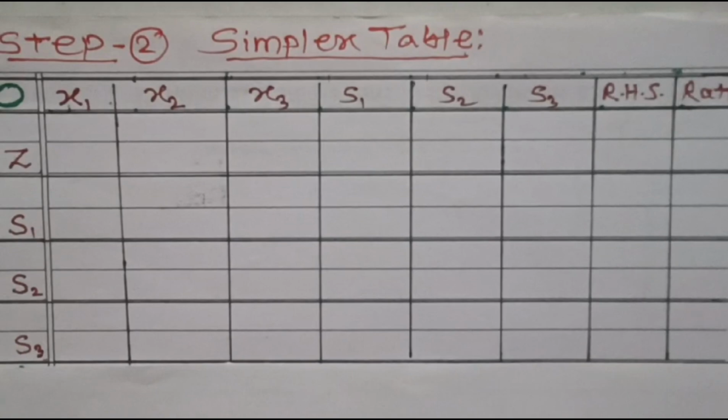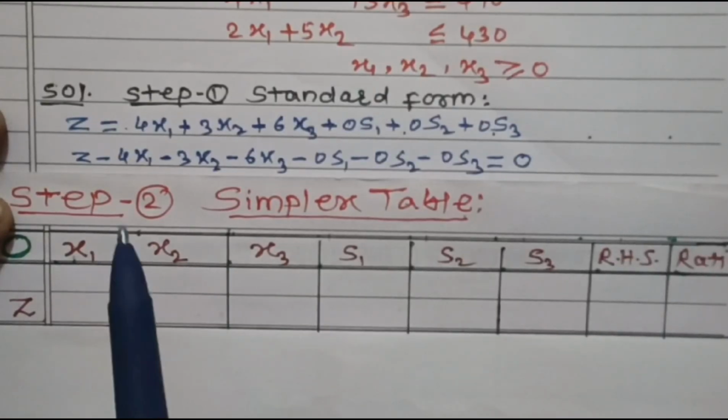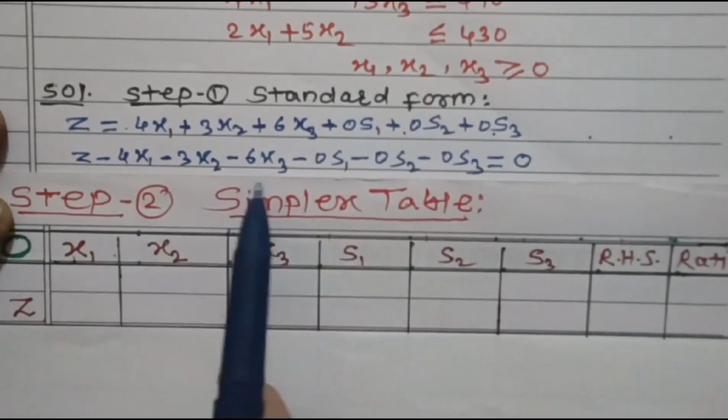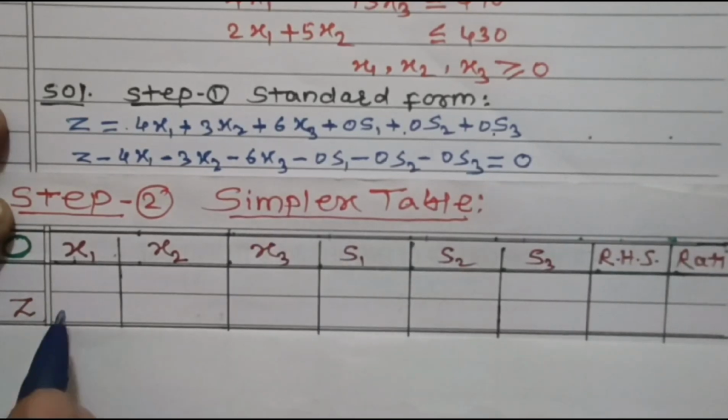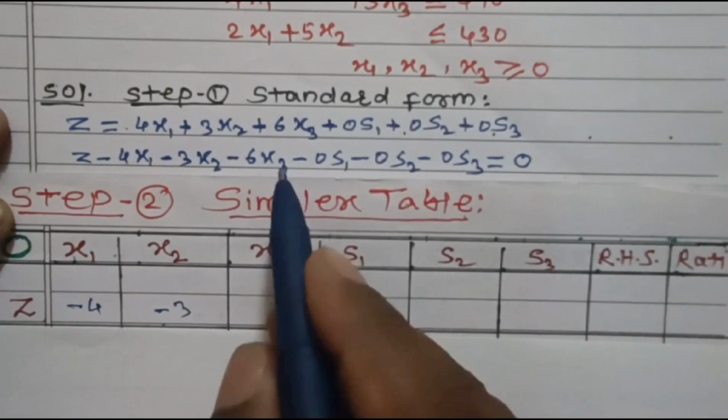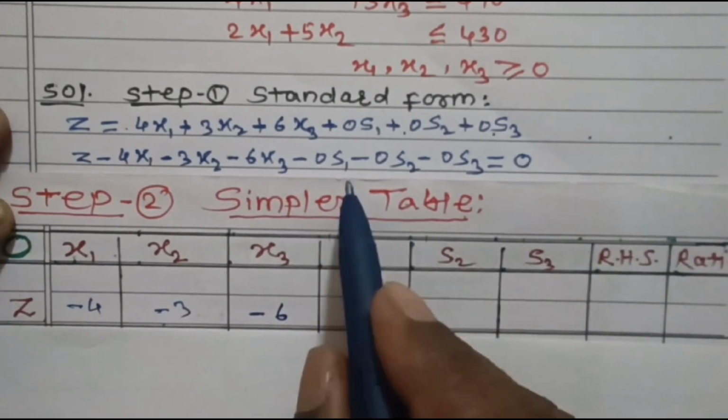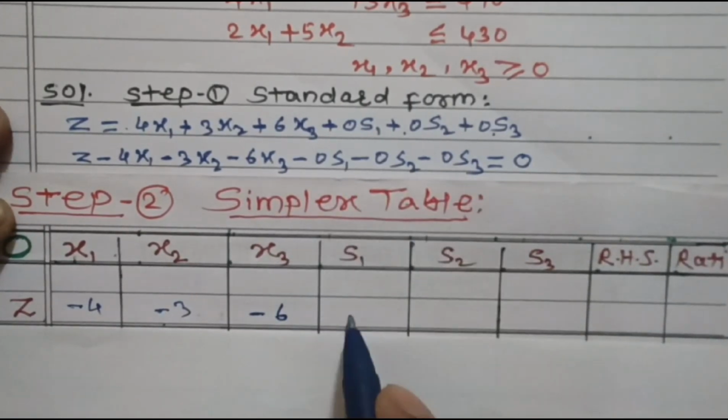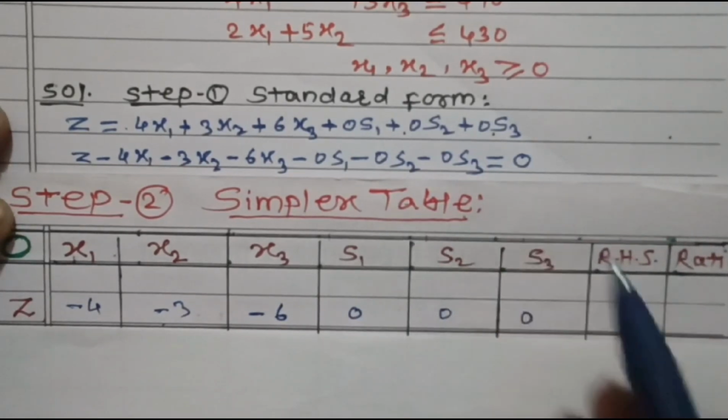This is the 0th iteration. So you can see here the coefficient of x1 is -4 in this objective equation. So you put here the coefficient of x1, that is -4, the coefficient of x2 is -3, the coefficient of x3 is -6, then the coefficients of s1, s2, s3 are 0, 0, 0, and the right hand side is 0.